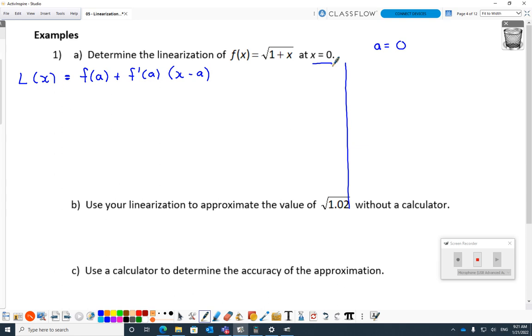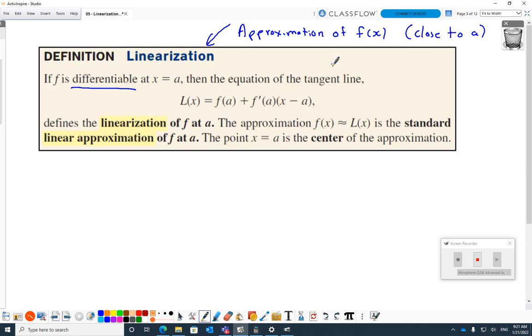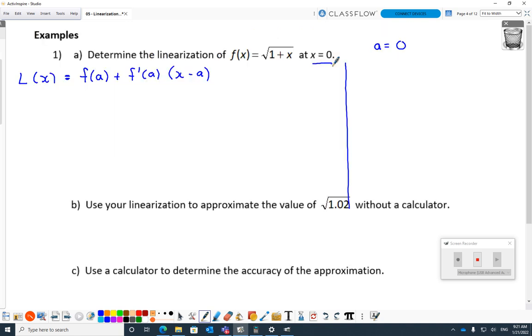Remember we used a all the time to go, this is the specific value we're going to use in the question. Somewhere along the way, someone's going to give me a. So when you have this equation back here, you're like, oh no, what's this big mess? It's okay. They're going to give you a. You're going to know what this number is, the x value to use. Now, my linearization needs f at a.